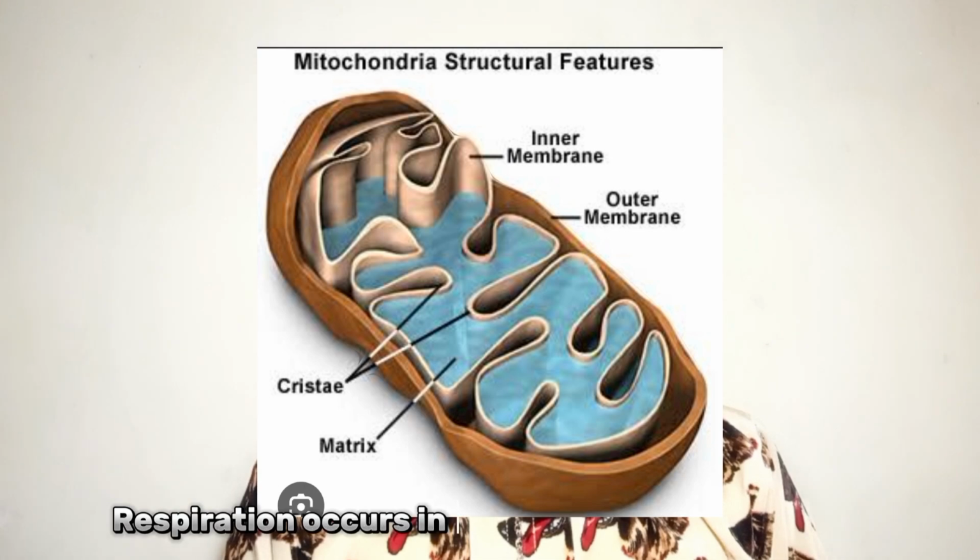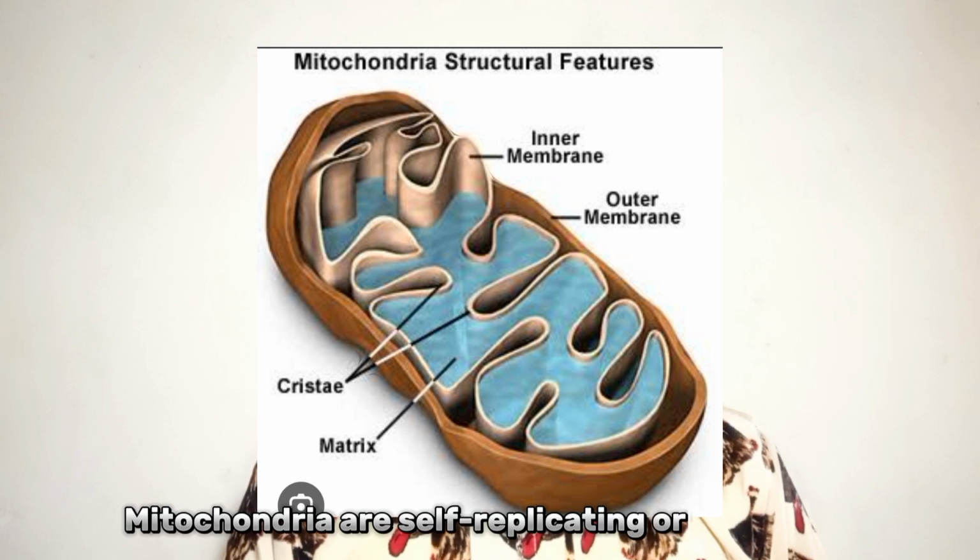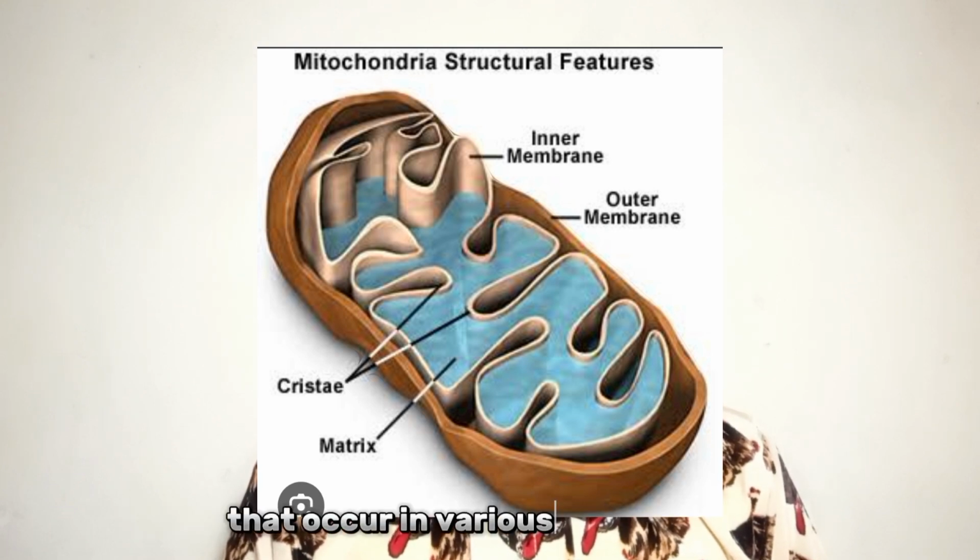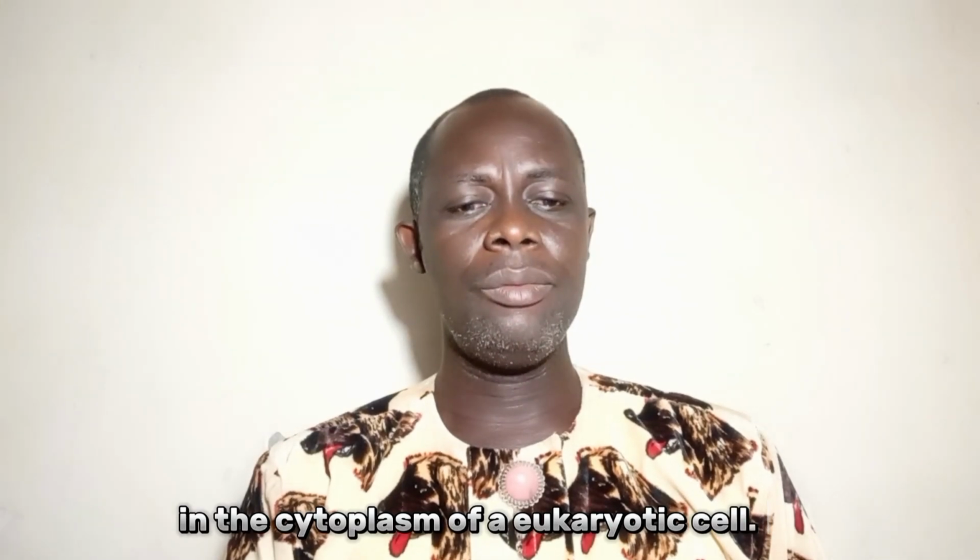Respiration occurs in the cell's mitochondria. Mitochondria are self-replicating organelles that occur in various numbers, shapes, and sizes in the cytoplasm of a eukaryotic cell. Mitochondria multiply by splitting in two.